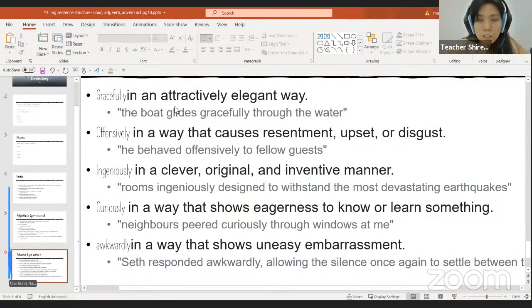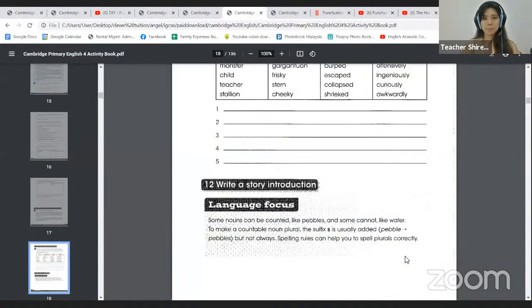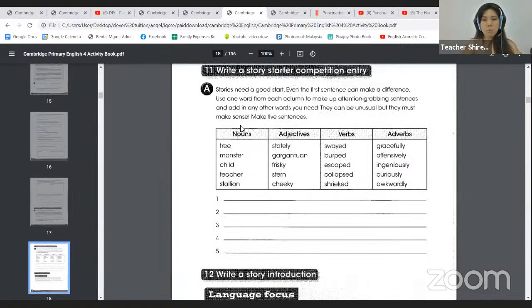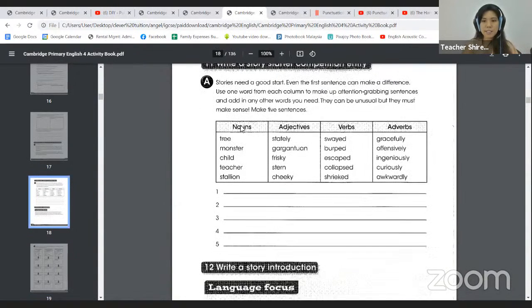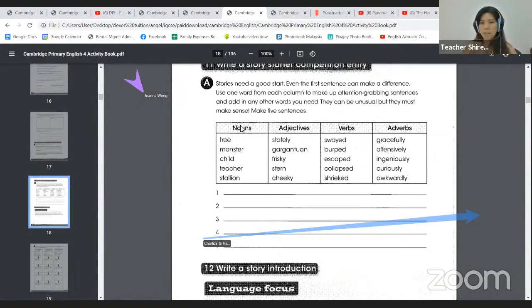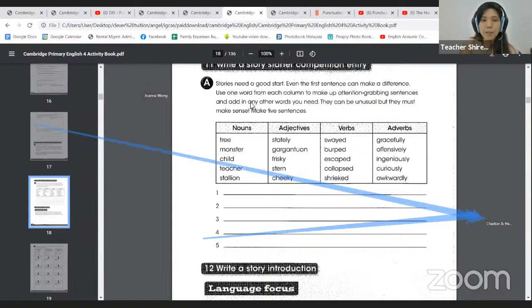So if it's all good, let us go to action. Action time. How to do our English. Okay, so basically, what we are focusing on is activity book page 18 right now.